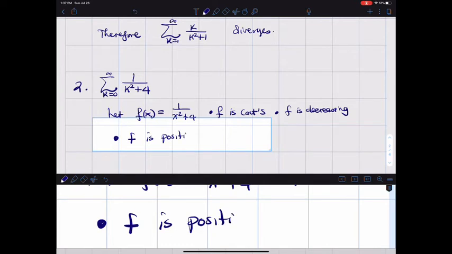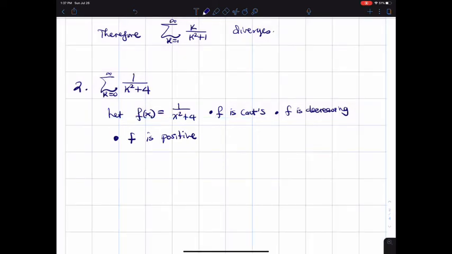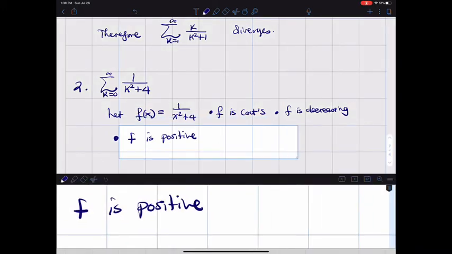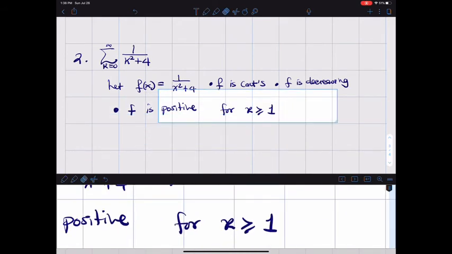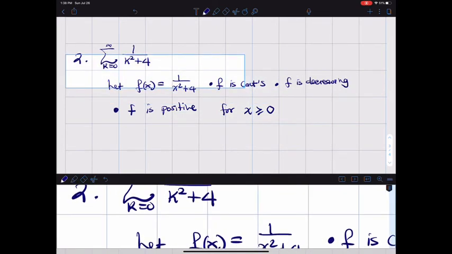f is always positive. No matter what number you plug in, from k equals 1, it gives you positive. So let's say this holds for k greater than or equal to 1. Or maybe in this case, let's do k greater than or equal to 0, since our integral for x greater than or equal to 0 starts from 0. Okay.